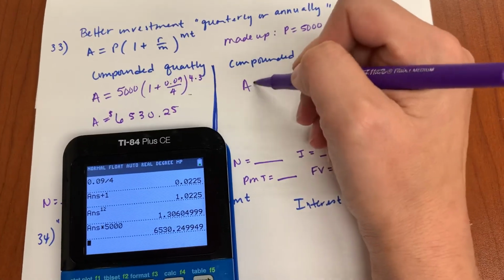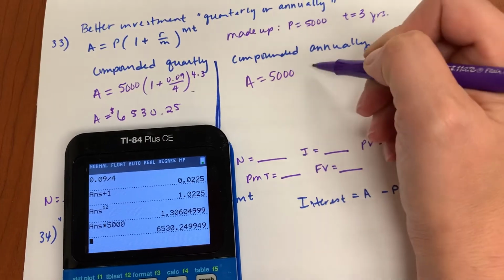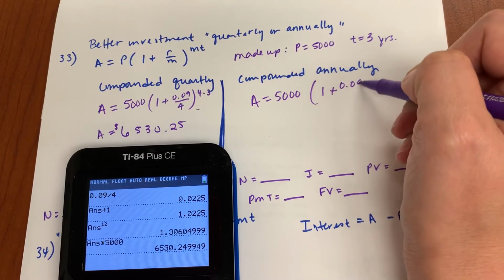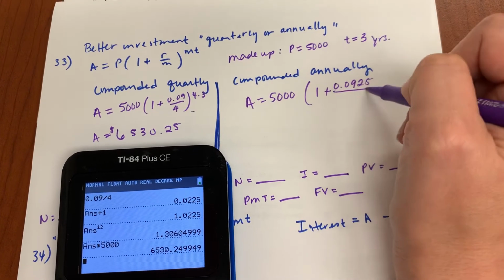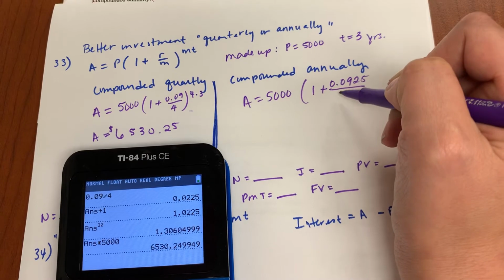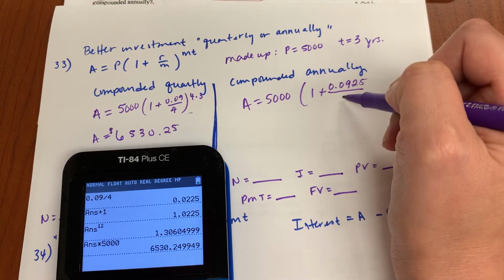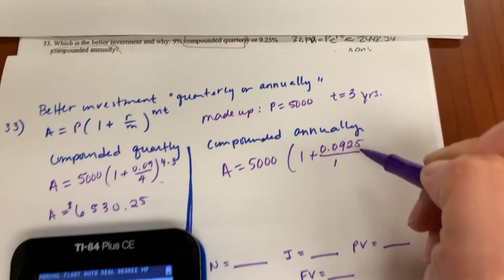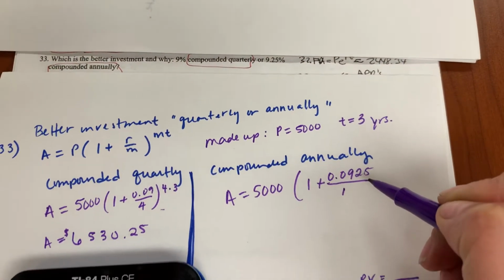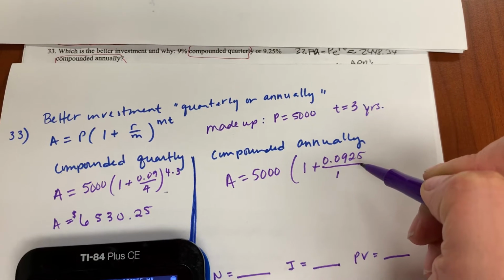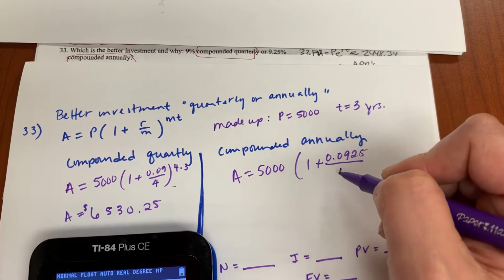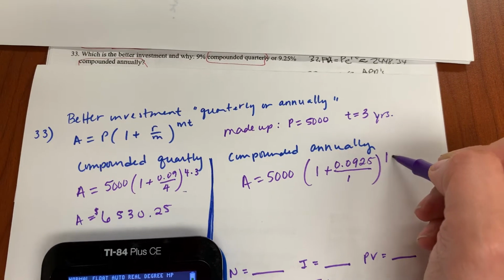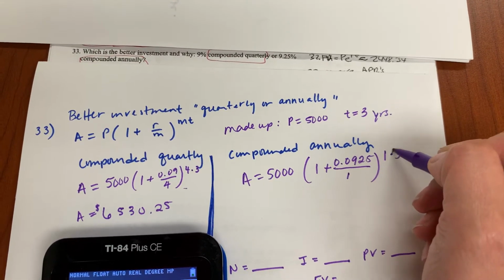Now I'm going to do this all over again, but now compounded annually, to see which one's a better buy. So this would be A, again, still using that arbitrary 5,000 that I made up. 1 plus, here it's going to be 0.0925, because that's the different interest rate, over 1, because we're still doing compounded annually. How many times does it compound in a year? 1, and then over the time of 3 years.